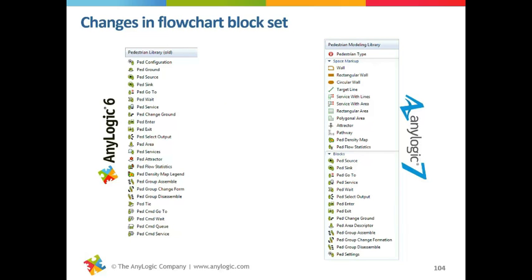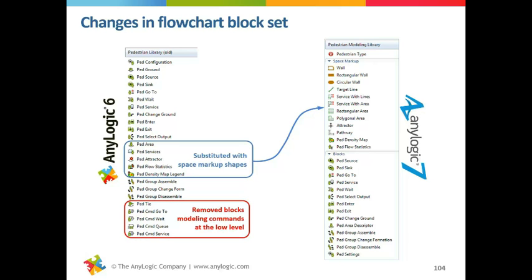AnyLogic 7 provides a more efficient pedestrian library than AnyLogic 6. Ped area, ped services, ped attractor, ped flow statistics, and ped density map legend have been substituted with space markup shapes. Ped tie, ped command goto, ped command wait, ped command queue, and ped command service have been completely removed. And ped configuration and ped ground are no longer needed.